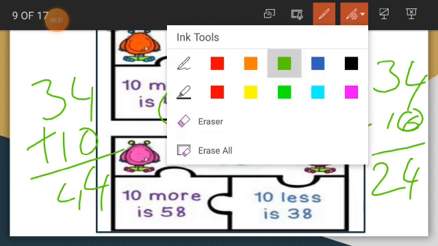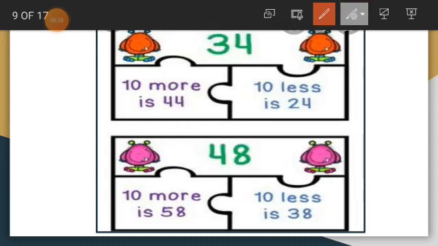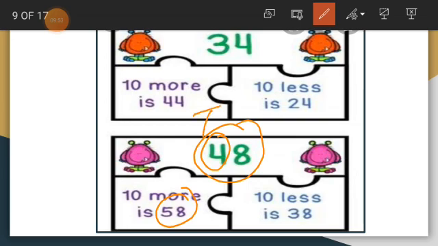Now erase this one rough work. Move to the next number now. That is 48. Which number is 10 more than 48? That is 58. See, we have just changed the tens number. In 48, 4 is tens, 8 is ones. So when we add the 10 in 48, the answer will come 58.